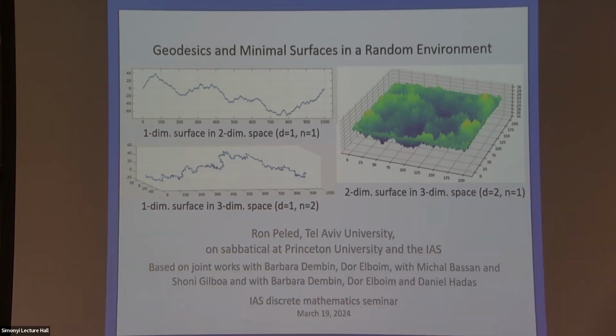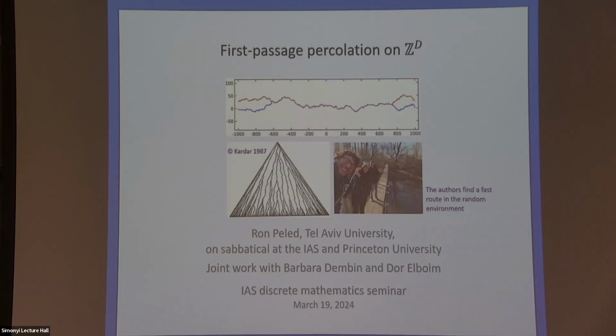Okay, so let me start. The first thing I'd like to tell you about is first passage percolation. So this is the idea of a minimal path in a random environment, based on joint works with Barbara Dembin and Dor Elboim. There are some pictures of that here. Let me start with explaining what that is about.